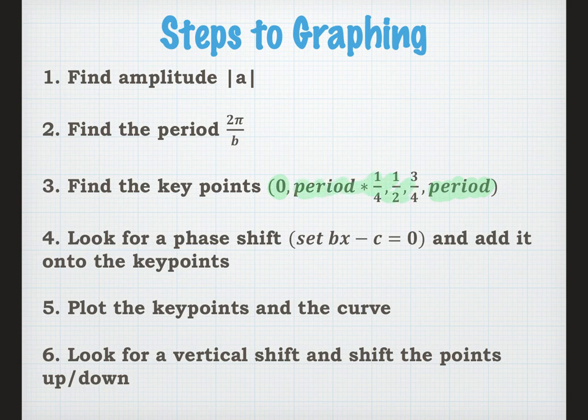Then you're going to look for a phase shift, and you will know it has a phase shift if there is something added or subtracted inside your parentheses. And we'll find that phase shift, and we will add it on to the key points if it exists. If it doesn't exist, we just keep our key points. Then we're going to plot the key points on a curve. So if I'm looking at an XY axis, I would get my 0, my period, and then my 3 key points in between.